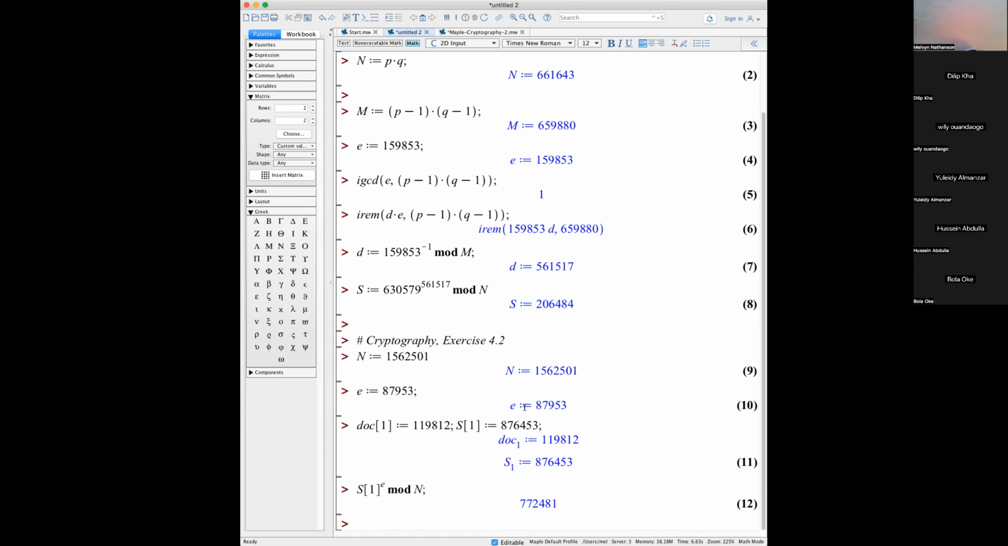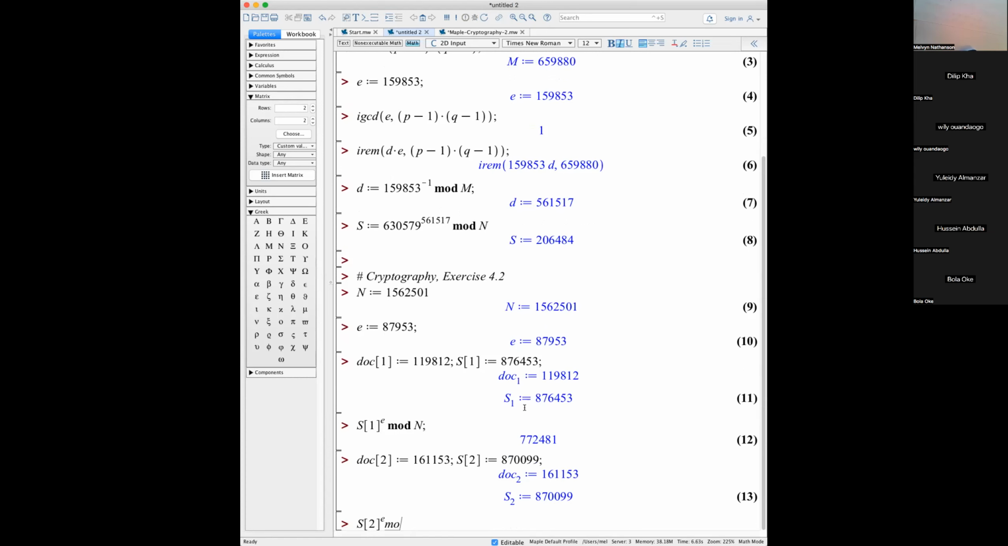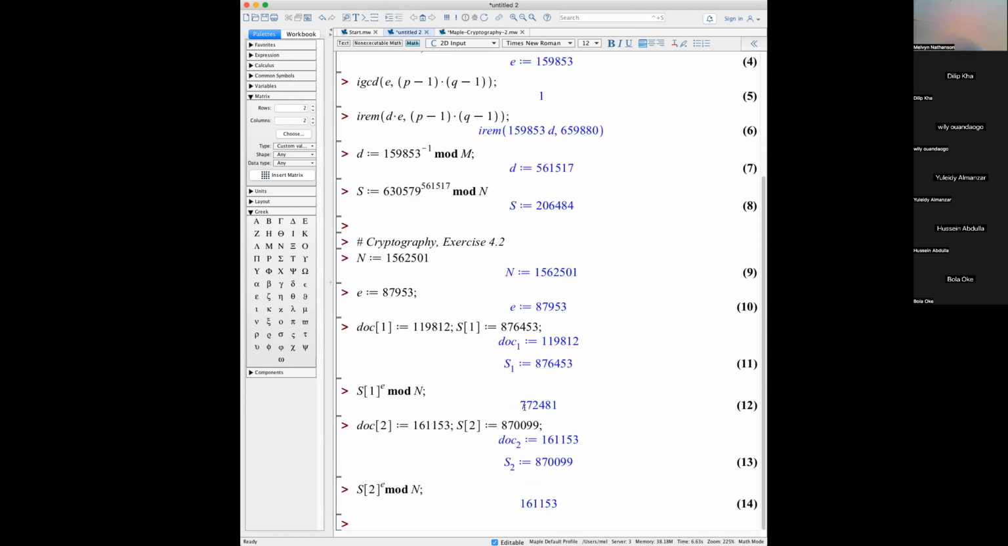Okay, let's look at the next case. Document 2 is 161,153. And signature 2 is 870,099. So I want to compute signature 2 raised to the power E mod n. And that is doc 2. So when I take S2 to the E mod N, I get back the document. So signature 2 is valid.